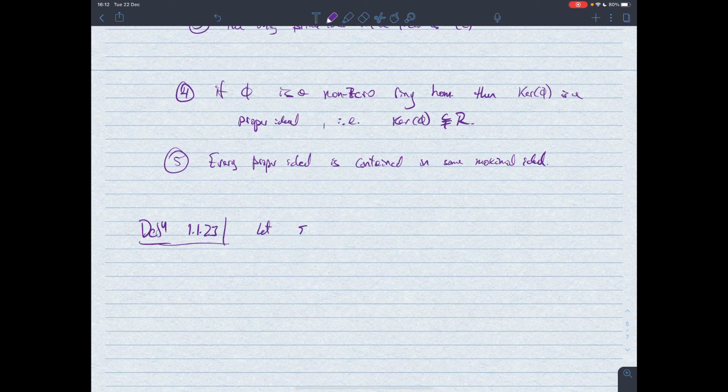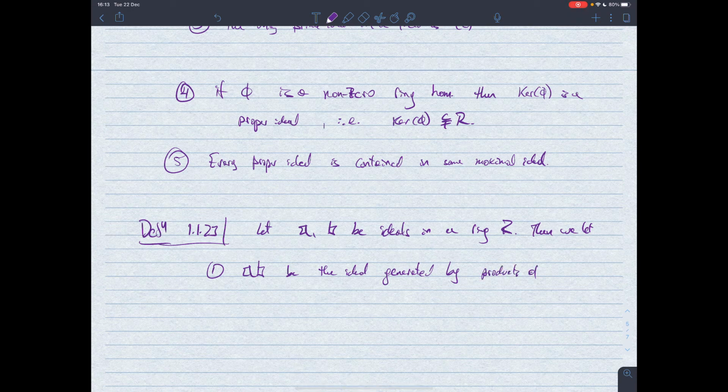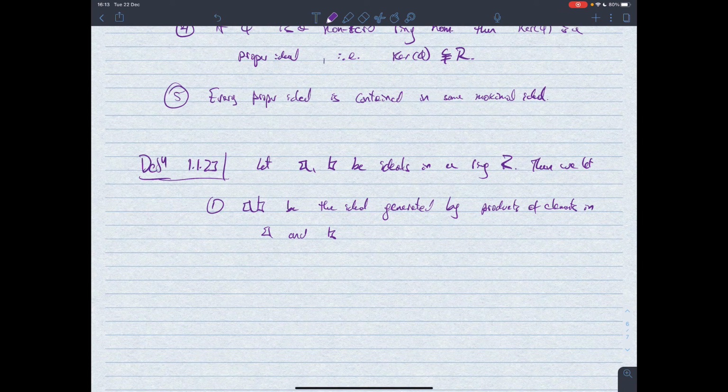So I'm going to let A and B be ideals in a ring R. Then we let the following. 1, I'm going to write A times B. This is the ideal generated by products of elements in A and B.